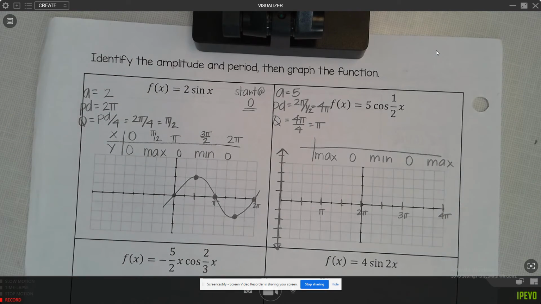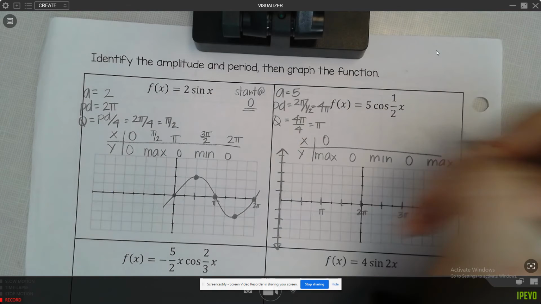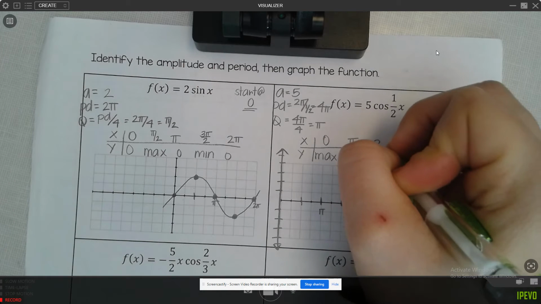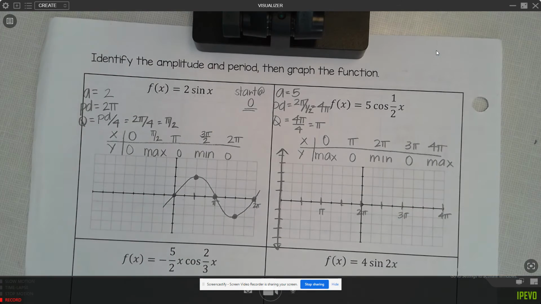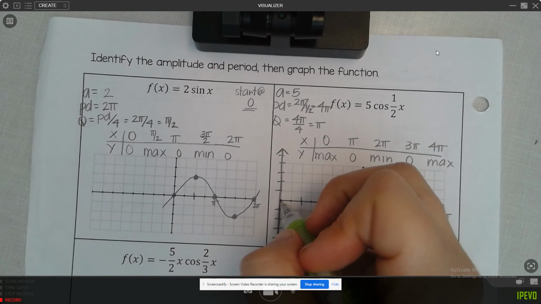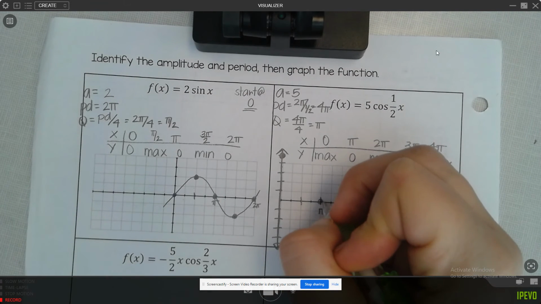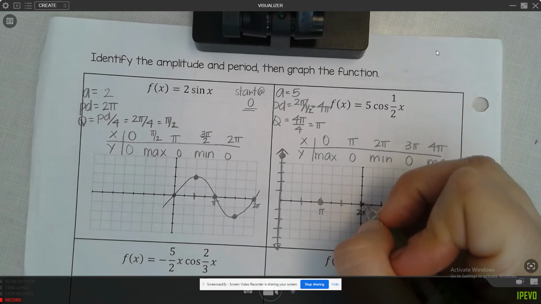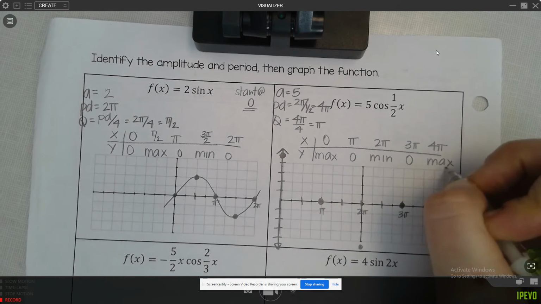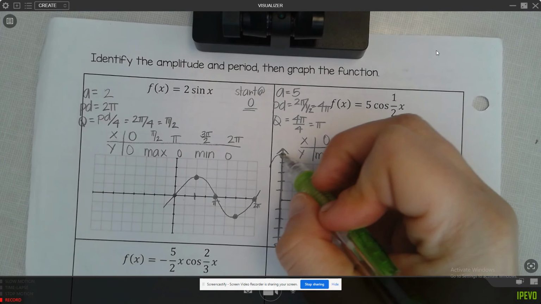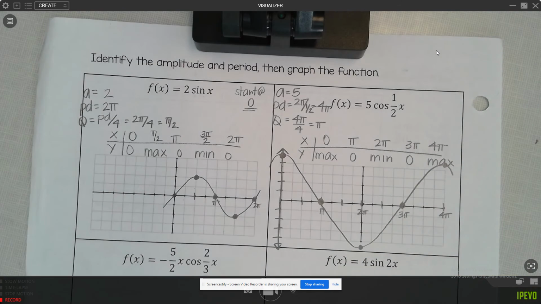Now, cosine function, we usually start at 0 unless there's a phase shift. We'll talk about that later. So I'm going to start at 0, and I'm going to add pi every time till I end. So 0 is my maximum. My maximum means I go up my amplitude, come back down to 0. Now I'm at 2 pi, I must show my minimum. Come back to 0, and go back to my maximum. Nice stretched out cosine function.